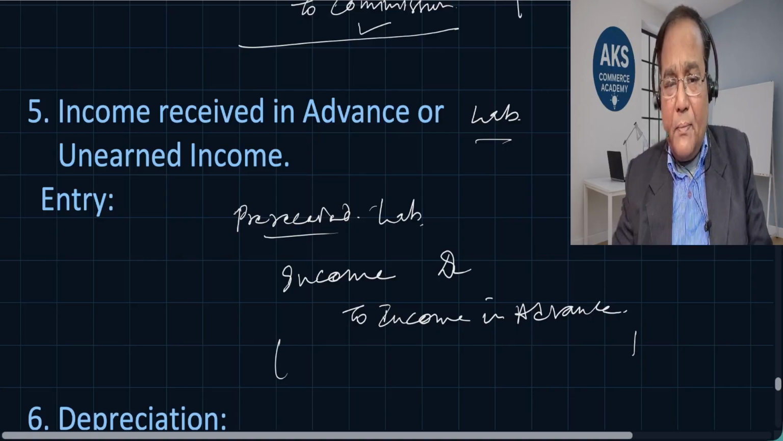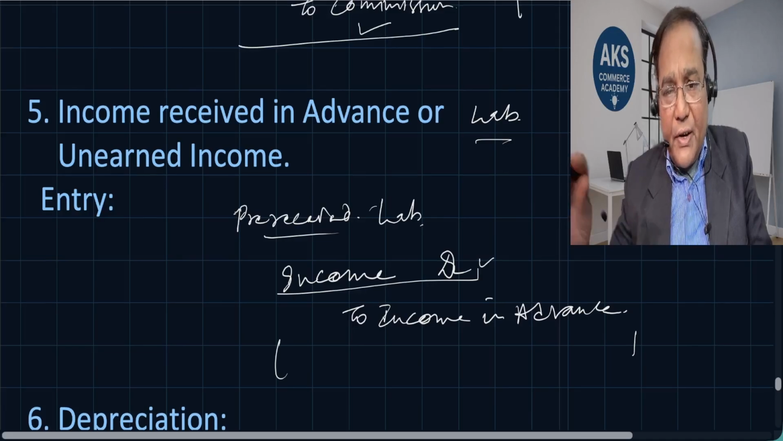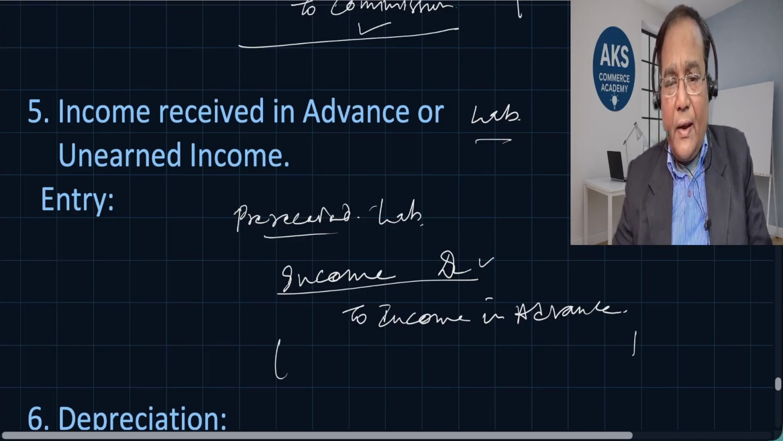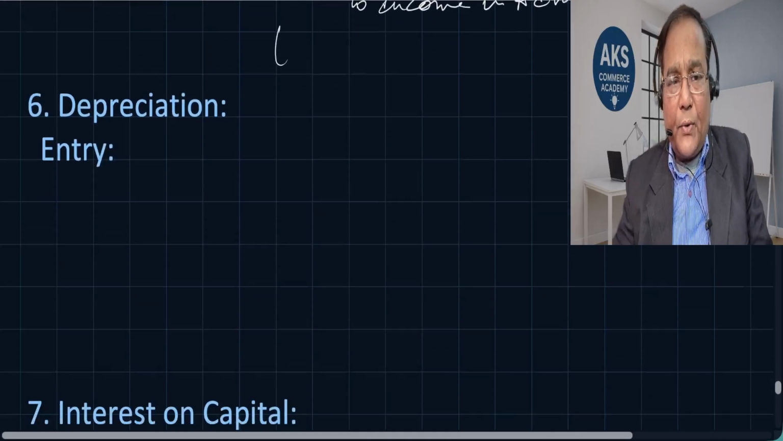Income is debited because our income is showing excess, so we need to debit it in order to reduce it to that extent. And income in advance is a liability, so we need to credit it. I hope this is clear. Now let's go with the next one.